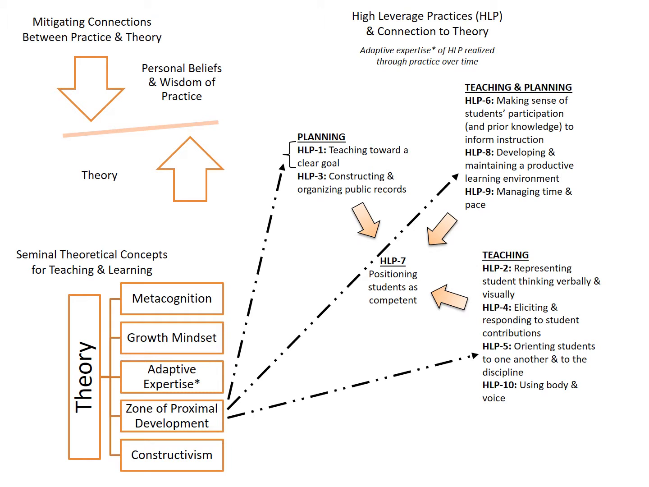And this zone of proximal development, as I see it, applies to teaching towards a goal, maintaining a productive and learning environment. We don't want it to be too hard or too easy, and then making sure that students, as I read this, orienting students to one another and to the discipline can be looked at in terms of facilitating a community in the class, so that students are learning as part of the classroom experience from each other.